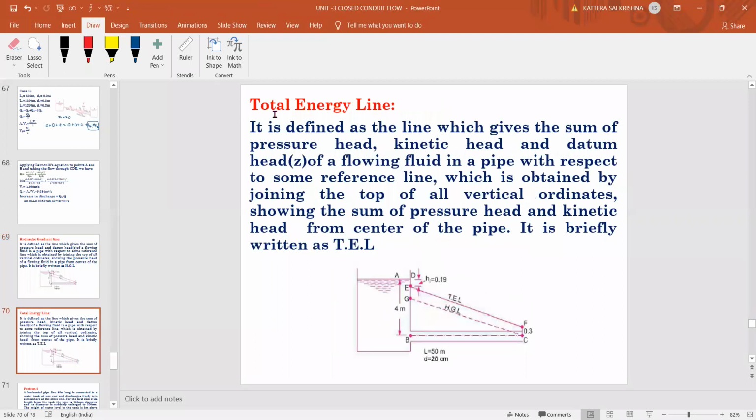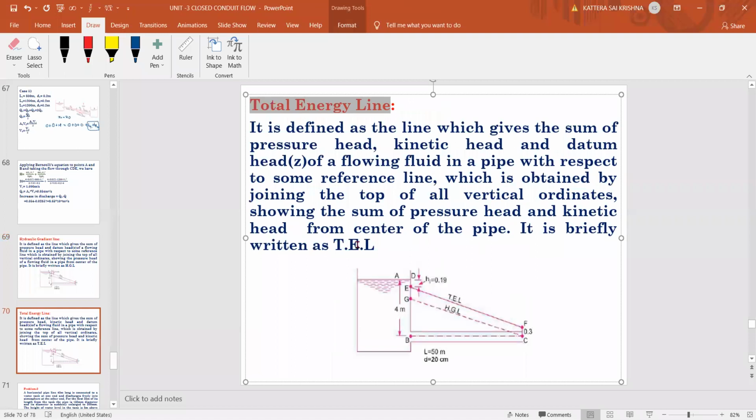Next, the total energy line is defined as a line which gives the sum of pressure head, kinetic head, and datum head of a flowing fluid in a pipe with respect to some reference line. Again, the same thing, which is obtained by joining the top of all the vertical ordinates showing the sum of pressure head and kinetic head from the center of the pipe. So in general, shortly it is called TEL, total energy line.